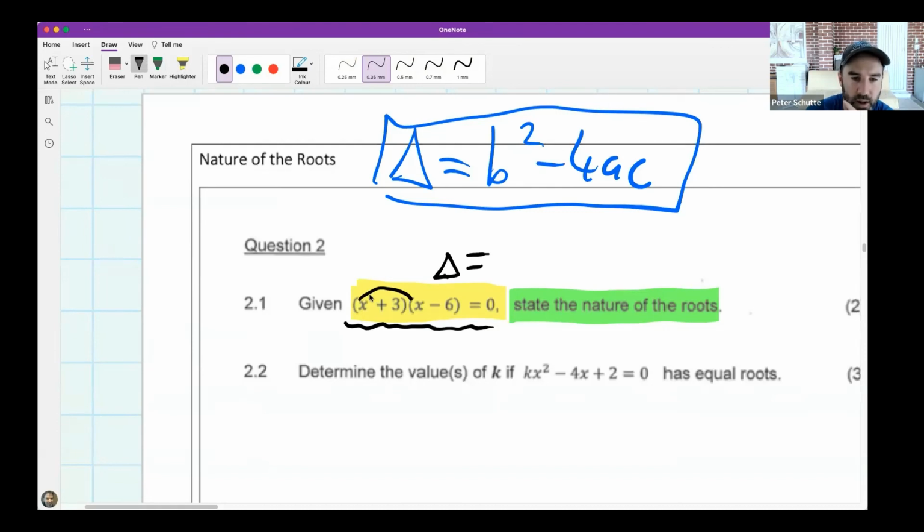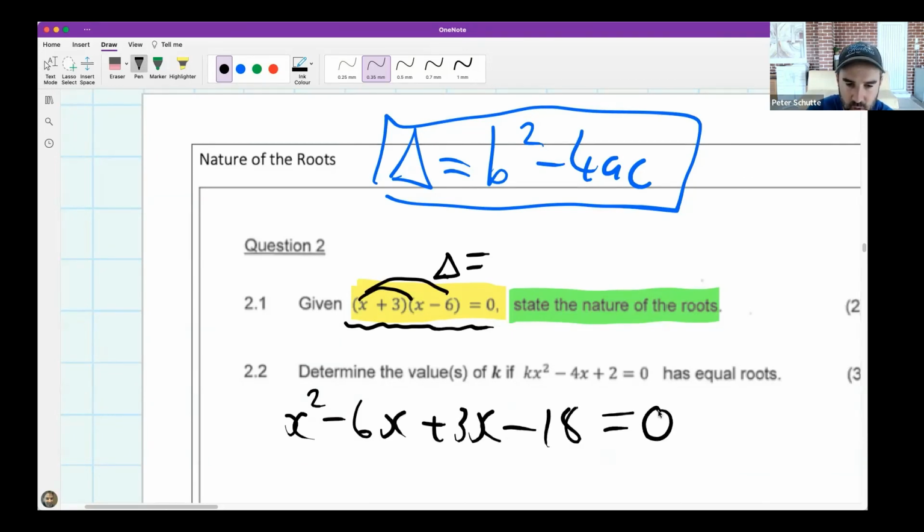Okay, so I will show you in these last 3 minutes. Let's start by pointing everyone in the right direction. If I multiply out this question, are you all okay with getting that?